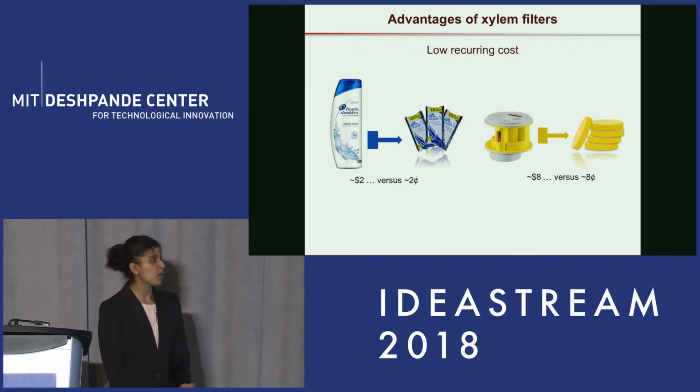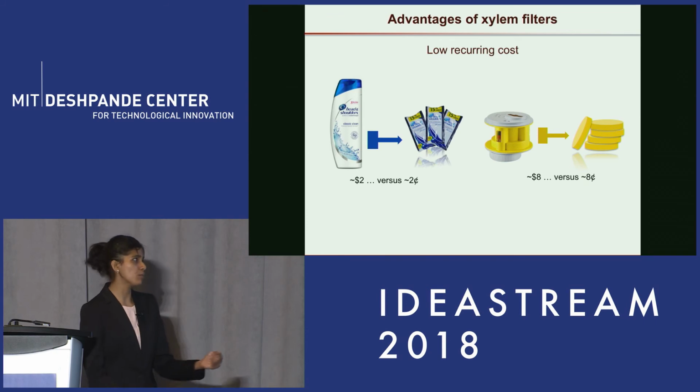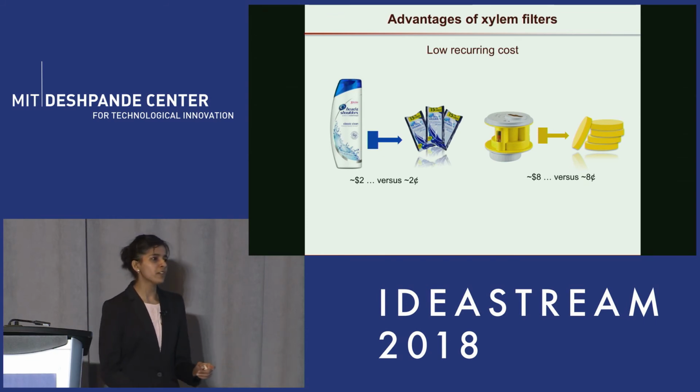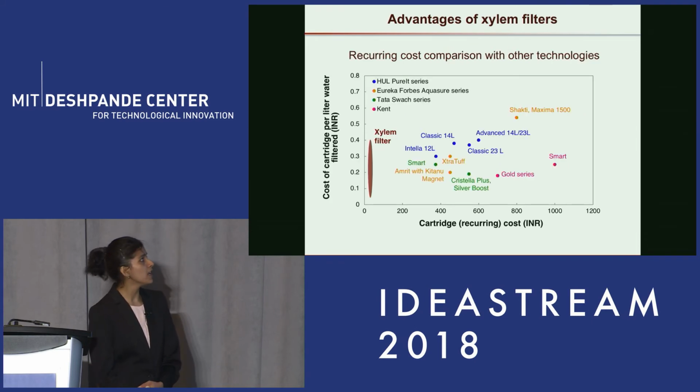And the final, probably the most important advantage is the lower recurring cost. So one can think of it as a sachet version of a shampoo bottle. So as opposed to a filter cartridge that costs probably $8 and runs for 6 months, you can have a filter that costs about 8 cents but lasts for about a week.